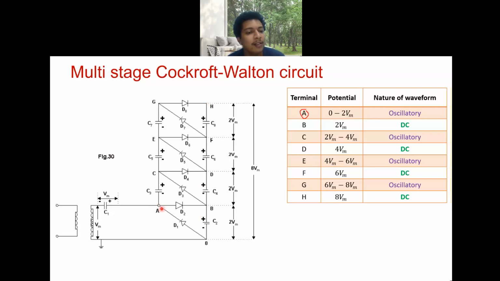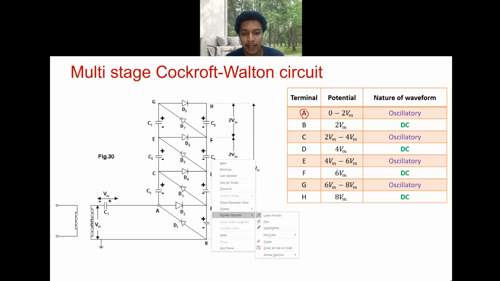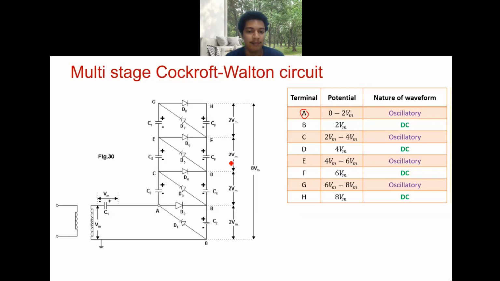A column of capacitors on one side and another column of capacitors on the other side. The column corresponding to C1, C3, C5, C7 is called the oscillatory column, and the one corresponding to C2, C4, C6, C8 is called the smoothing column, because whatever oscillatory voltage you have here, C2, C4, C6, C8 smooth into a constant voltage of 8 Vm. In a practical case, you will have some difference, but it will come nearby.